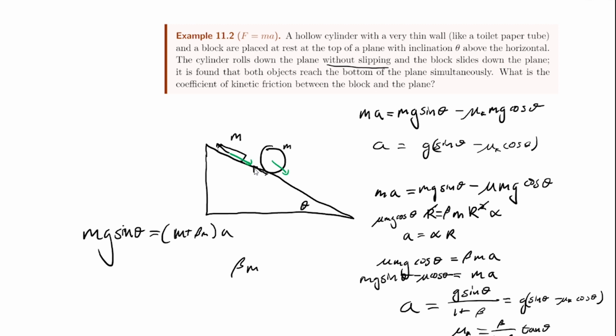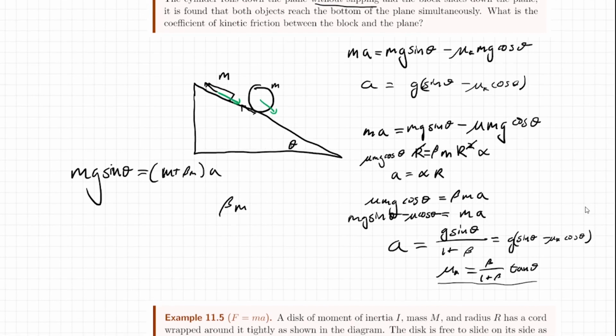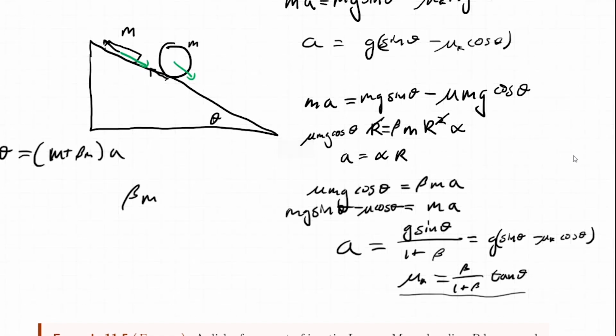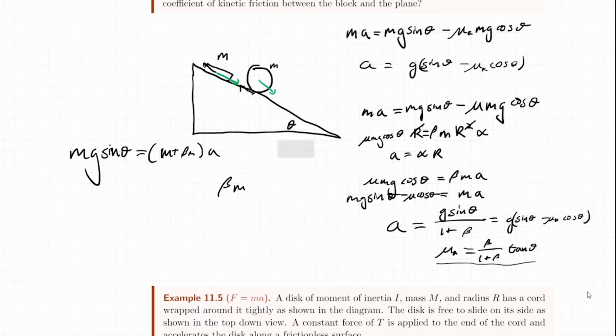So it's kind of like the rotational inertia of beta mr squared adds an effective mass of beta m. And that's one idea you can try to use to check your answers. We'll see that in some of the following examples, so keep that in mind. And this is still the final answer if you want it: beta over 1 plus beta tangent theta. Of course, for the example here specifically, we'll have beta equal to 1, so it's going to be 1/2.